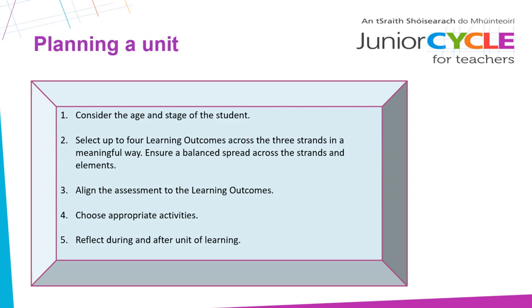Step number 2. We select up to 4 learning outcomes across the 3 strands. The learning outcomes we pick are the focus for the unit, even though there will be other skills students will be using throughout the unit of learning. Step number 3. We align assessment with the learning outcomes, which we have selected for the unit of learning. The assessment is really about stepping back from the learning and finding out, how do we know our students have achieved the learning we set out to achieve?